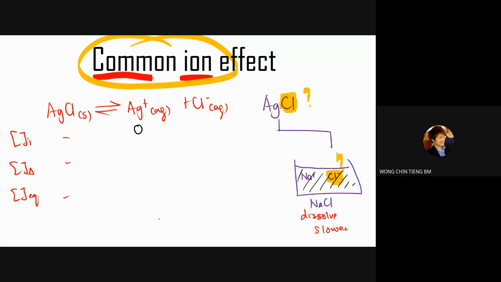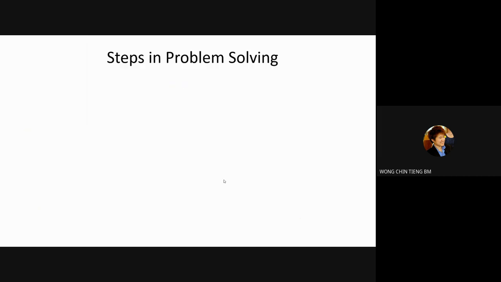Betul? Tapi dalam beaker ni dah ada Cl minus. Bermakna Cl minus kat sini dah ada common ion concentration. Contohlah 0.01 molar. Nampak? Dia dah ada kehadiran common ion. And of course, the changes akan berbeza. Dia akan jadi 0.01 plus X. Nampak? Nampak beza dia? Okay. First question. Let's try.